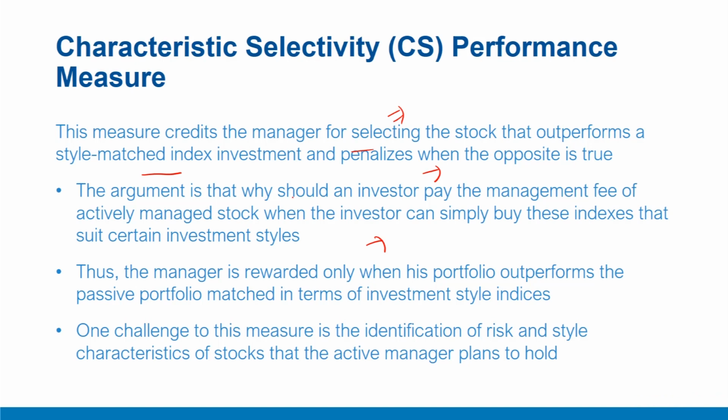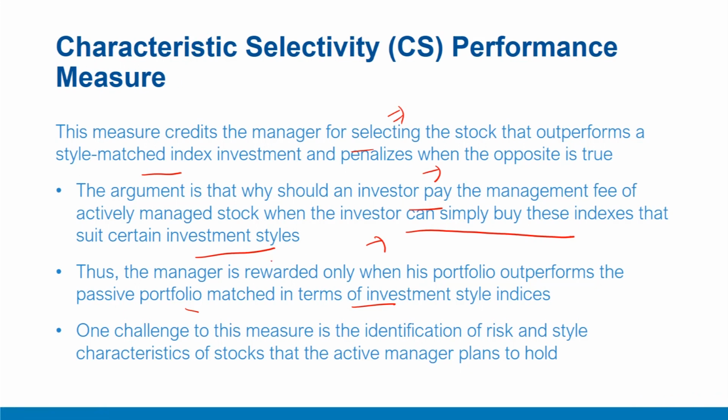To summarize, in this video, we discussed the characteristic selectivity performance measure. The argument here is that an investor should not pay a management fee in excess of other expenses to an actively managed fund where the investor can simply buy indices that suit certain investment styles. And therefore, the manager should only be rewarded when his portfolio outperforms the passive portfolio or benchmark index, which is matched in terms of investment styles.